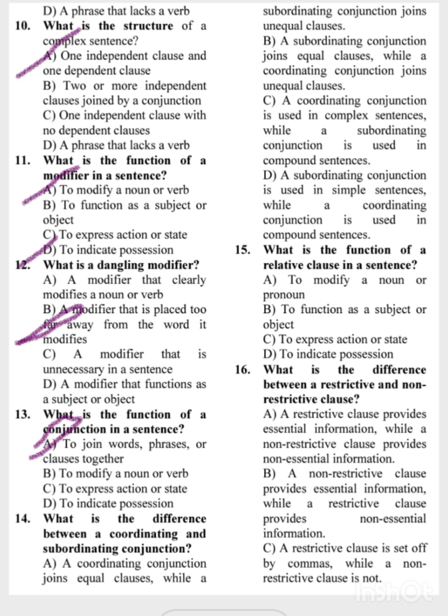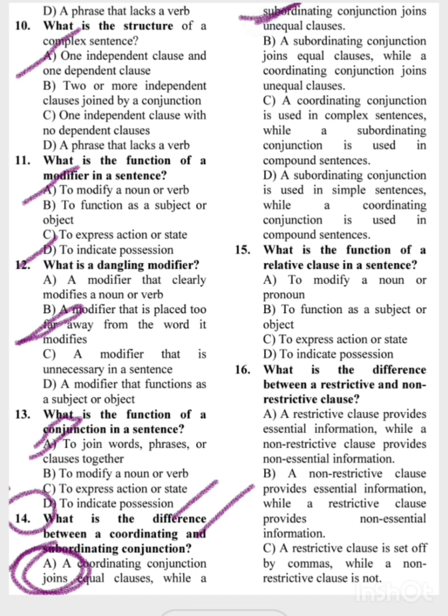Okay. Moving on to the 14th question. What is the difference between coordinating and subordinating conjunction? Difference between coordinating and subordinating conjunction is a coordinating conjunction joins equal clauses. Option A. Okay. Coordinating conjunction joins equal clauses, whereas subordinating conjunction joins unequal clauses.